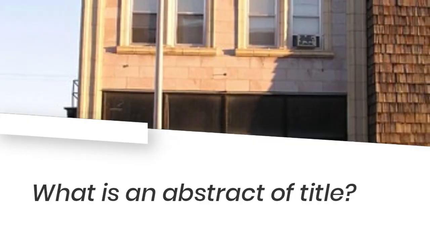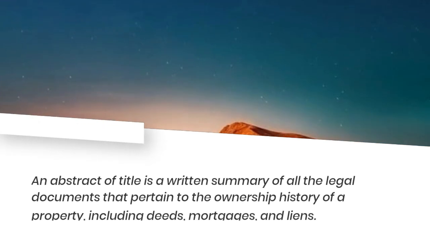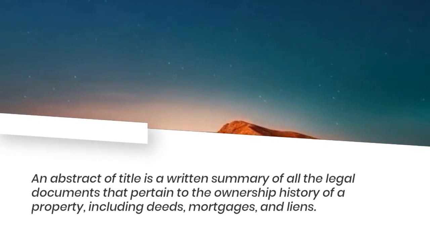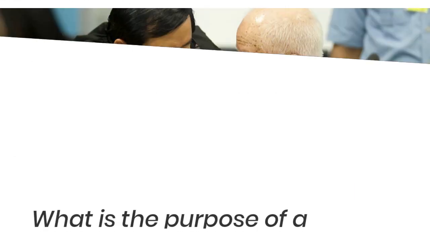What is an abstract of title? An abstract of title is a written summary of all the legal documents that pertain to the ownership history of a property, including deeds, mortgages, and liens.